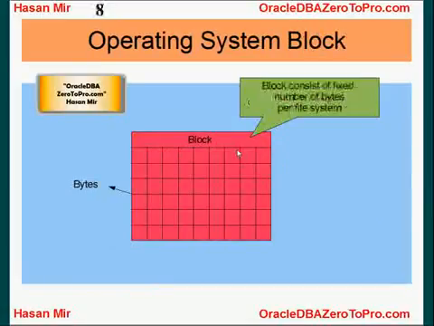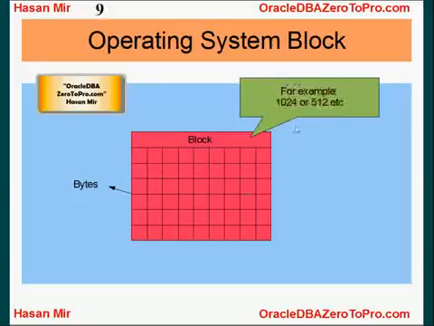And let's talk about blocks now. Blocks consist of a fixed number of bytes per operating system. When you create a file system, at that time you can define, at the operating system level of course, how many bytes a block will consist of. It could differ from operating system to operating system, and you could have multiple choices. You could change the default value as well, but the bottom line is that at operating system level, a block on the hard disk would consist of a fixed number of bytes. For example, a block may consist of 1024 bytes or 512 bytes.